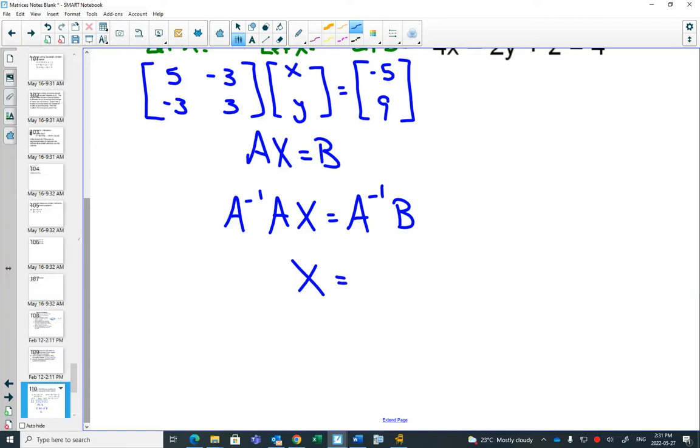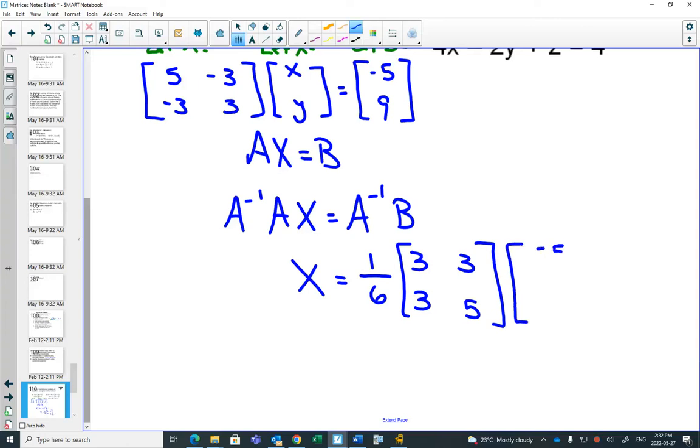And now we can write this out if we had to do this by hand. Our A inverse, if we did our determinant, this would be 15 and 9. 15 minus 9 is 6. So we would have 1/6. Our inverse matrix, this diagonal gets switched. This diagonal gets multiplied by a negative. And then we still have matrix B, -5, 9. I would leave the 1/6 out, multiply first. So this answer will be a 2 by 1.